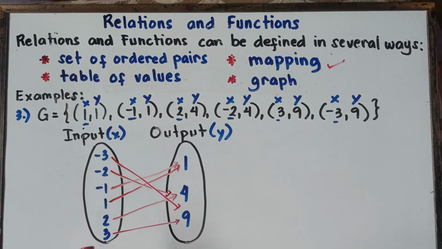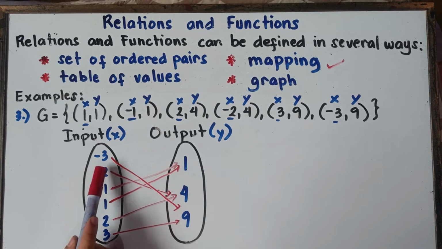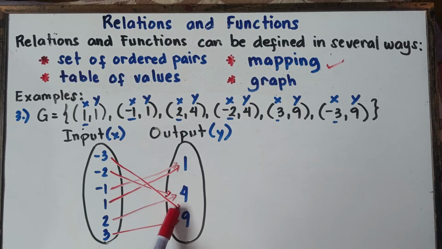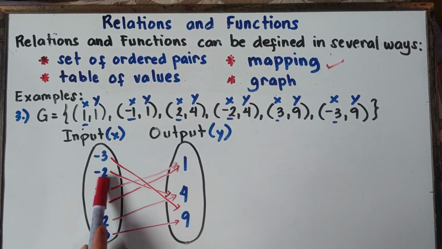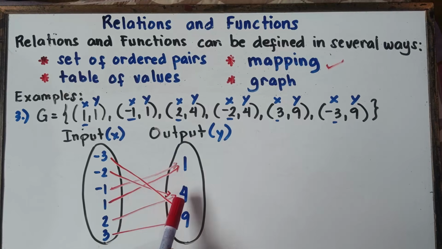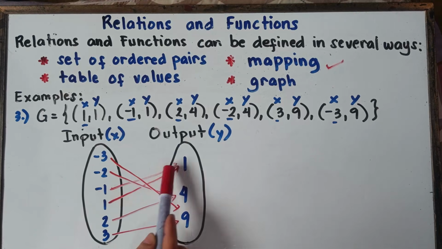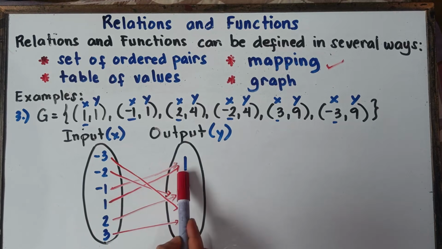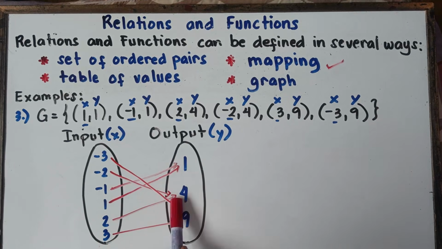Once again, class, check this one out. This input, negative 3, has only one arrow, right? Going to this output. Negative 2 input has exactly one arrow going to this output. Negative 1 has exactly one arrow. Positive 1 has exactly one arrow. Positive 2 has exactly one arrow. Positive 3 has exactly one arrow.